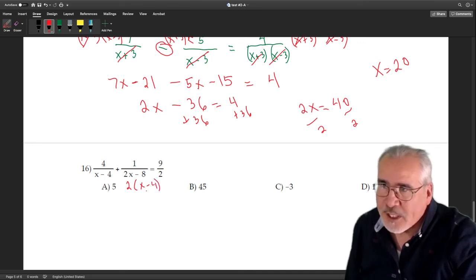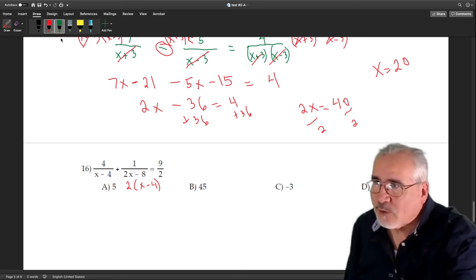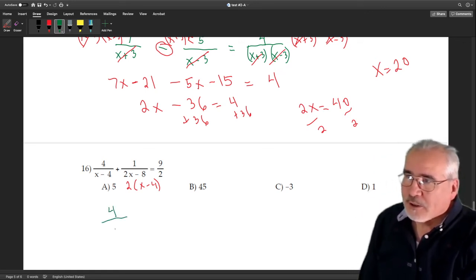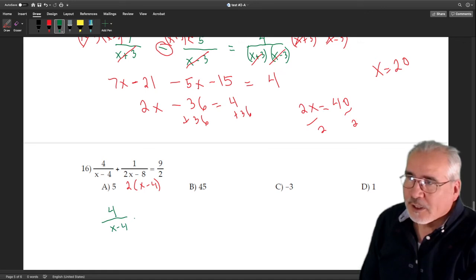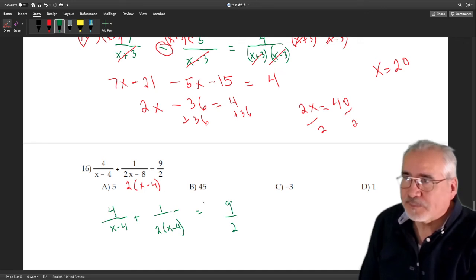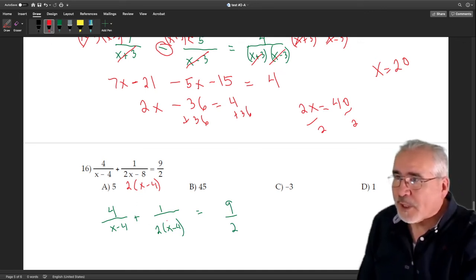There's our common denominator. We're going to do the same thing as we did to this last one, multiply by the common denominator. So we've got 4 over x minus 4 plus 1 over 2 times x minus 4 equals 9 over 2. And then what I'm going to do is multiply by the common denominator, 2 times x minus 4.